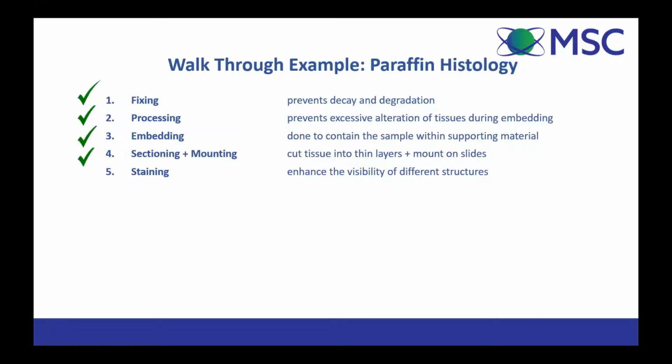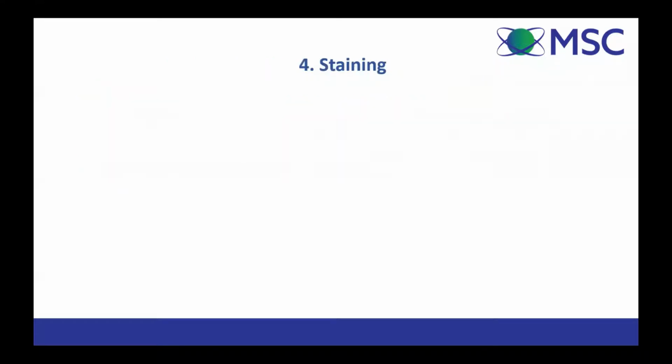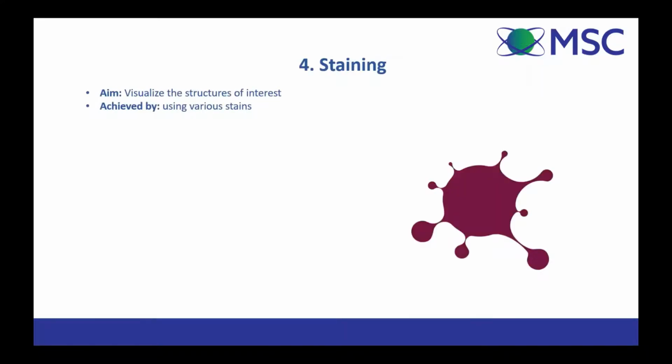So we've moved on now to our staining, which is to enhance or visualize the structures of interest. So this is achieved by using various stains. Now, before you can actually stain, remember your samples are in wax. So you need to remove the wax, which is a process called deparaffinization, and you need to rehydrate your samples before you can start staining them.